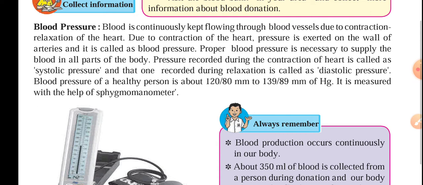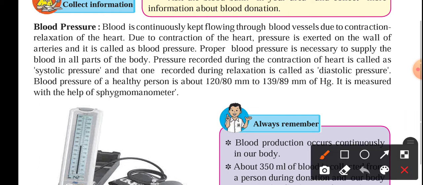And if this blood pressure is in a moderate range, no issue. But if it is below the moderate range or above the moderate range, then it is called low blood pressure and high blood pressure respectively. Now, a normal, healthy person has 120 by 80 mm. Now the question comes, what is this 120 by 80? When the heart pumps blood into the body, it comes with a high pressure, and the pressure of that is 120.